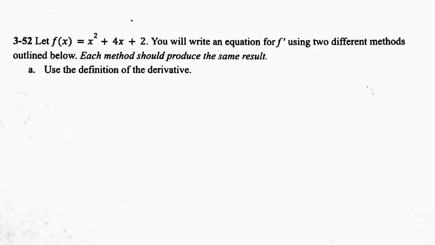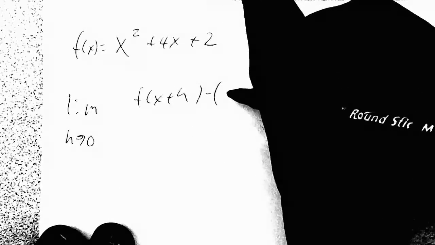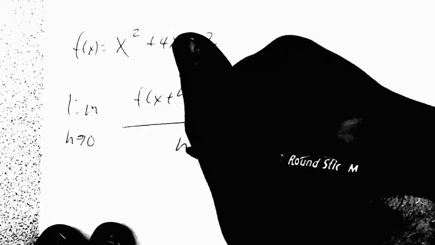So the first method is asking you to do it using the definition of a derivative. I'm going to rewrite it here to get some space. We have f of x equals x squared plus 4x plus 2. So we're going to do the limit as h approaches 0 of f of x plus h minus f of x all over h.